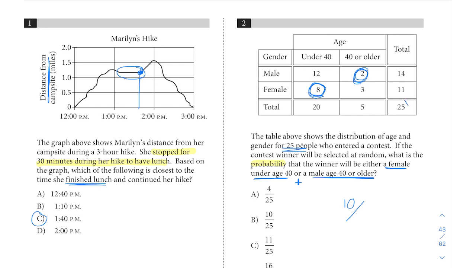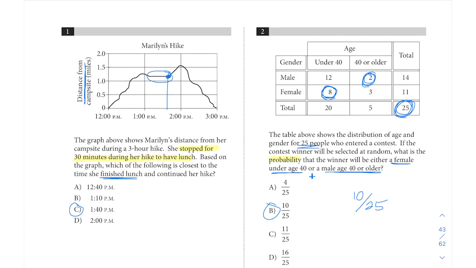They tell us in the question it's 25 people. They also show our grand total in the table under the totals portion where they add up all the rows and columns from the 2x2 information that we see there. So that would be 10 over our total of 25. And that matches up with what we see in answer choice B.